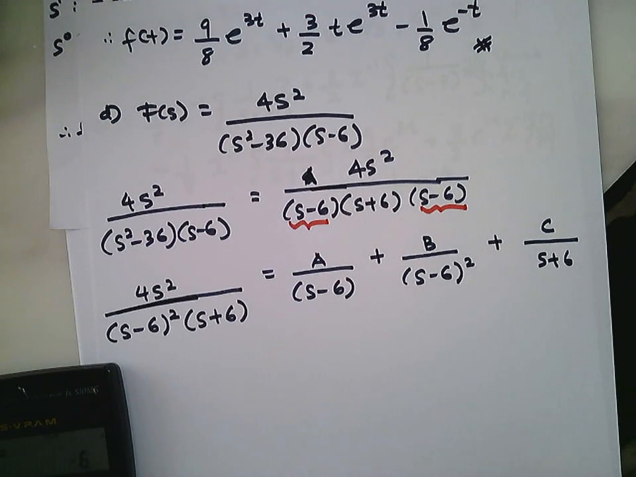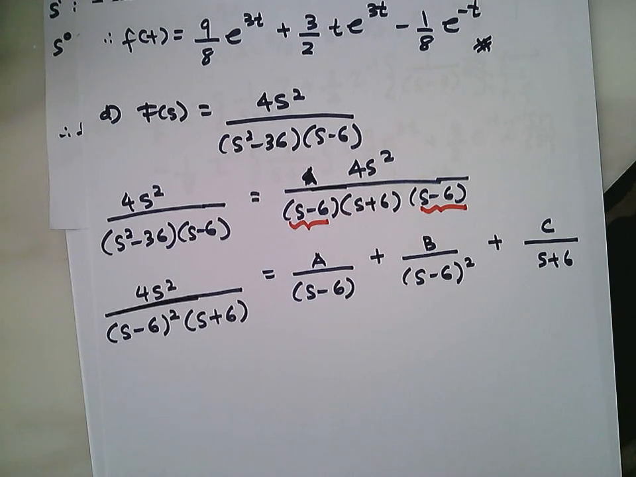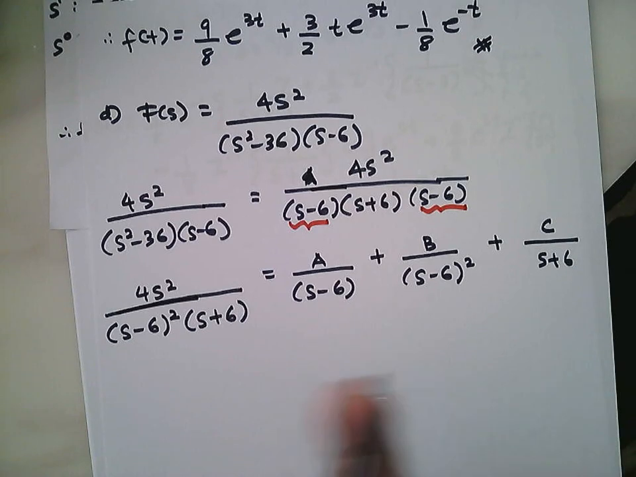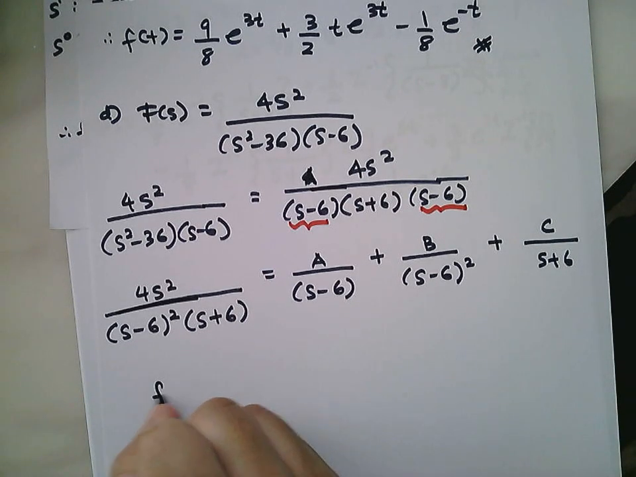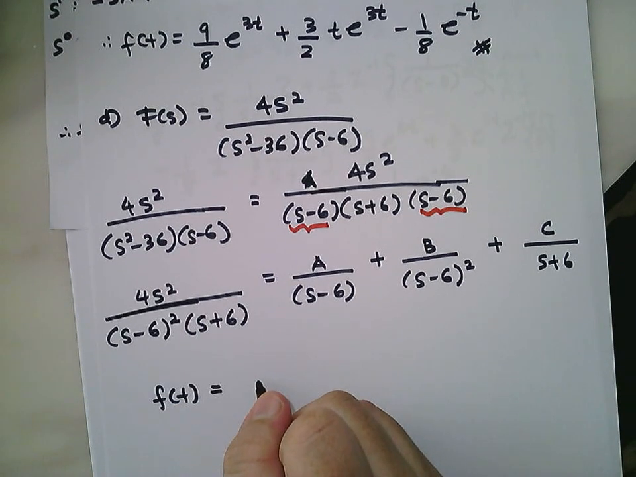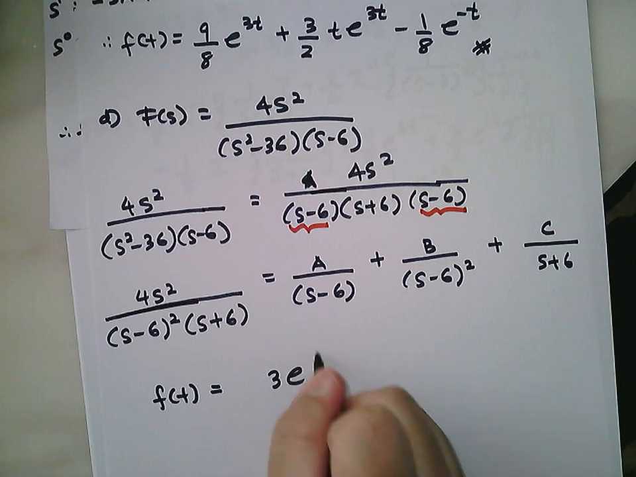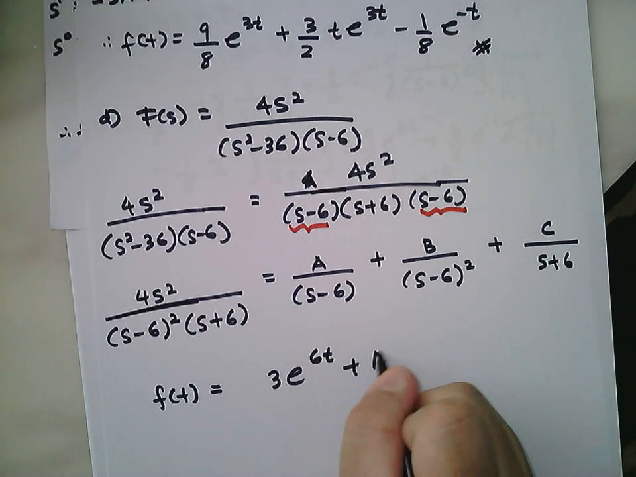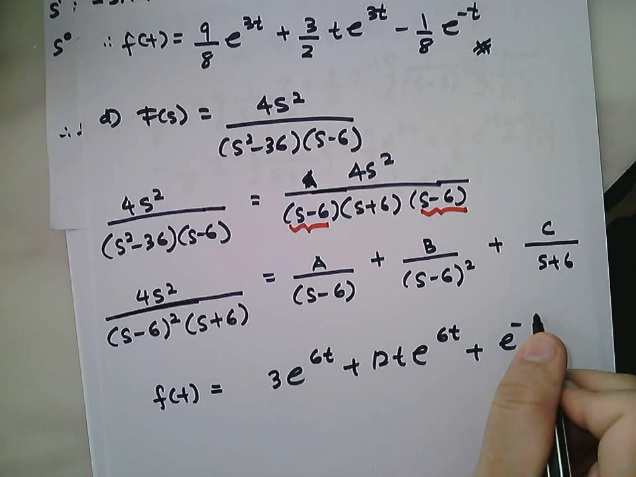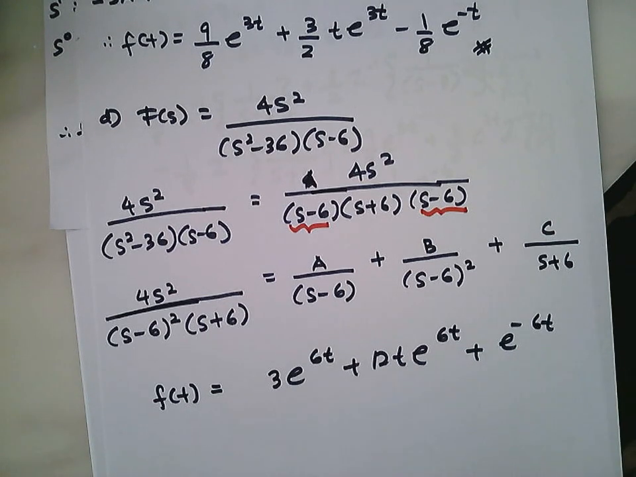Please try to do it on your own until you get f(t). For the last answer, you just proceed with the same procedure, the same steps that I taught you. Therefore your f(t), you should get this answer: f(t) is equal to 3 e to the 6t plus 12 t e to the 6t plus e to the negative 6t.